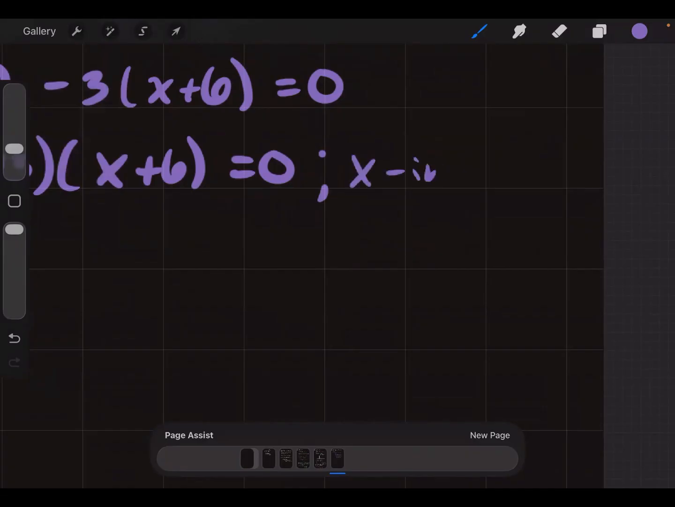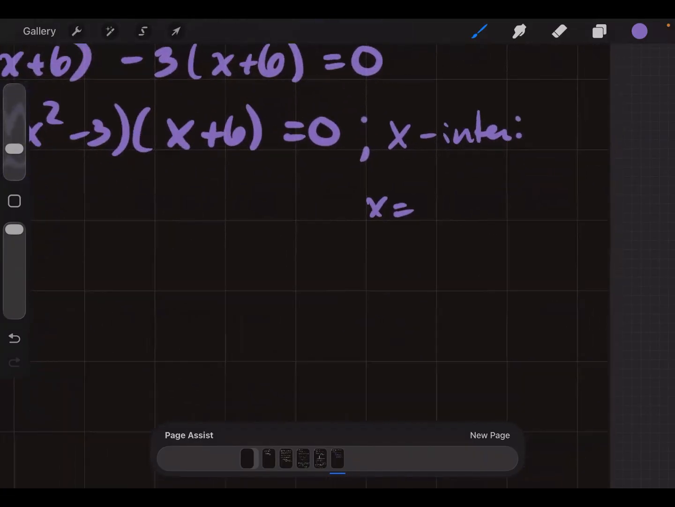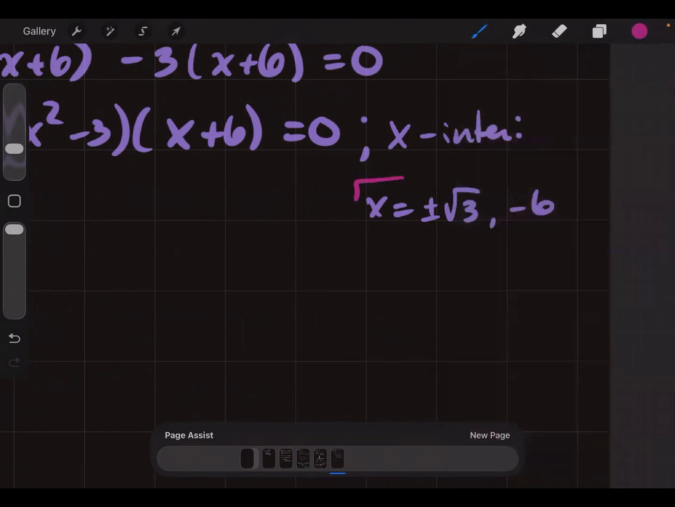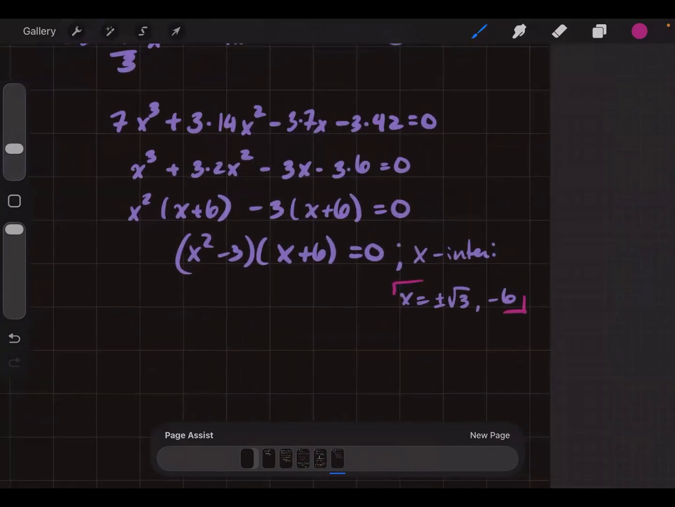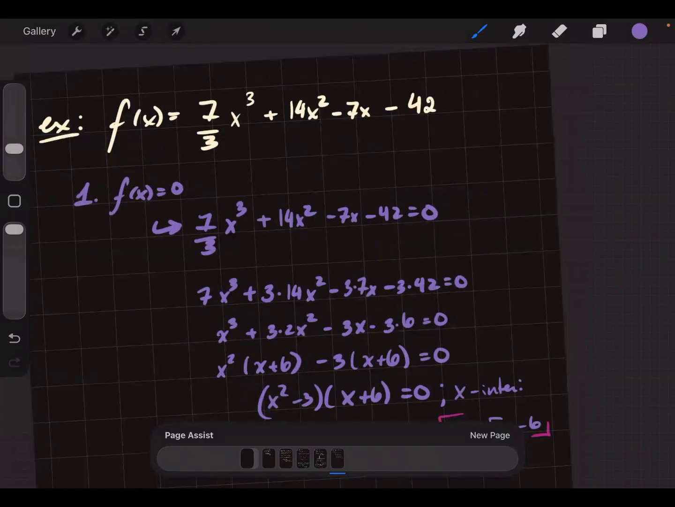Your x intercepts are going to be at x equals positive and negative square root of 3, and negative 6. If you don't know how I got that, work the problem out yourself, and if you're still having a hard time, please revisit your algebra. I'm going to assume from this point going forward that you know how algebra works. Okay?